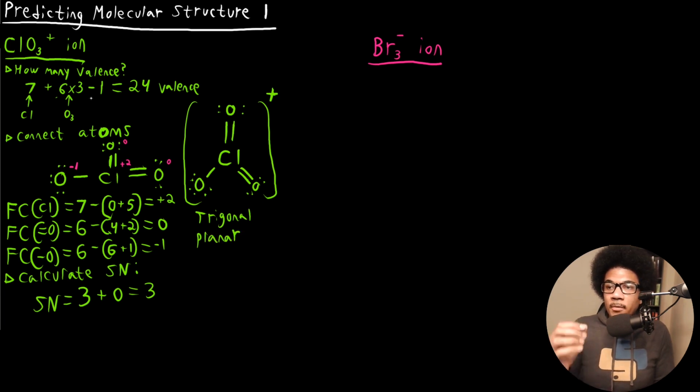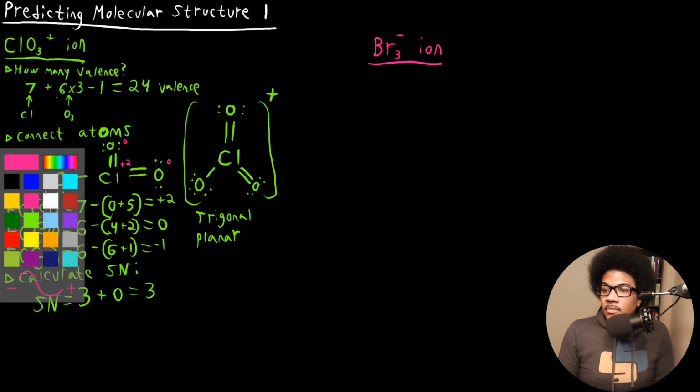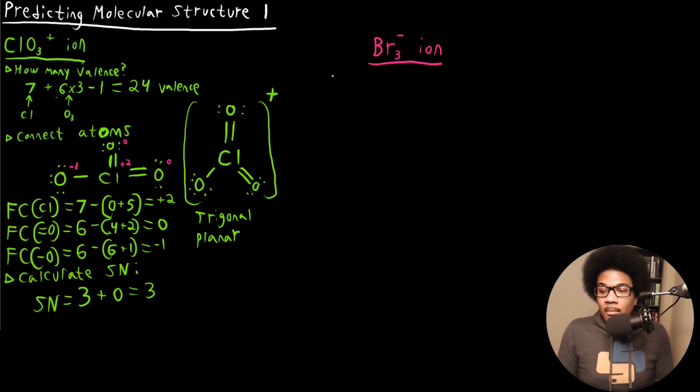And so first, always start with a valid Lewis structure. If I did not do this Lewis structure correctly, I would not be able to get a correct prediction of the 3-dimensional structure. So starting with the Lewis structure is key. Checking your charges if you have an ion is useful. And then from there, calculate your steric number and then figure out what is going to be your overall 3-dimensional shape. Okay, so let's go to the next one, the Br3 minus ion.